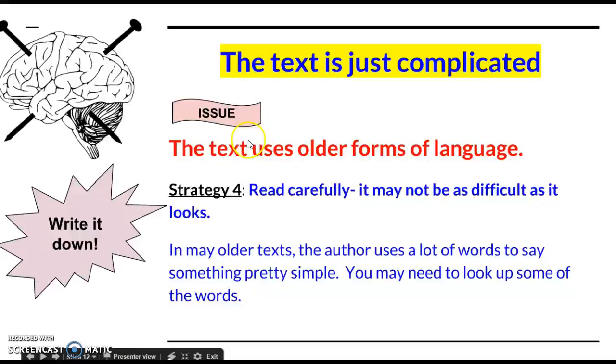Another issue that you often find is that the text uses older forms of language. Strategy number 4 is to read carefully. It may not be as difficult as it looks. In older text, the author uses a lot of words to say something pretty simple. You may need to look up some of the words.